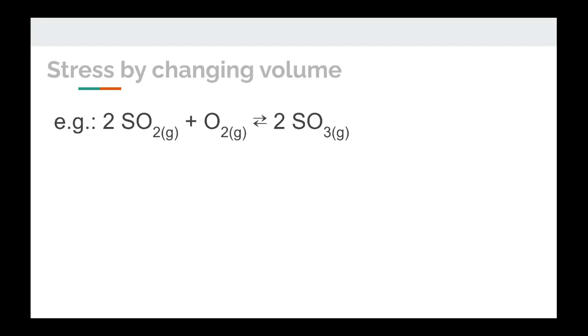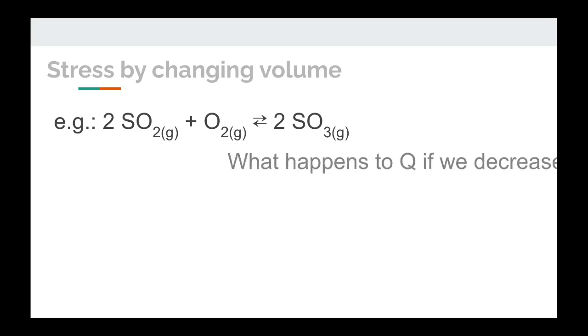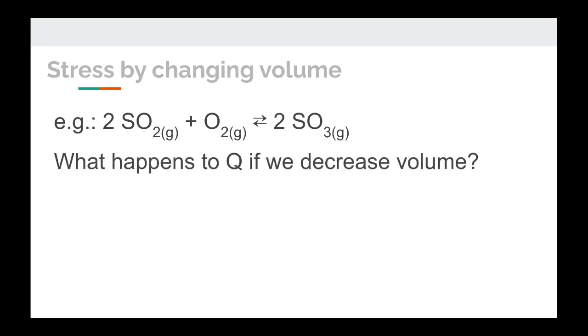Here's another stress that can occur: changing volume by making the size of the container larger or smaller. So let's say we have this equilibrium set up. What would happen to Q if we decrease the volume? Let's define what QP is. QP is pressure of SO3 squared over pressure of SO2 squared times pressure of O2.